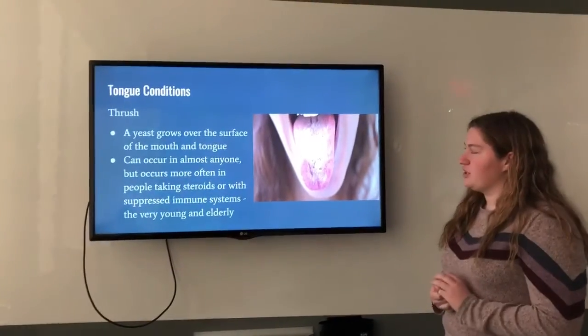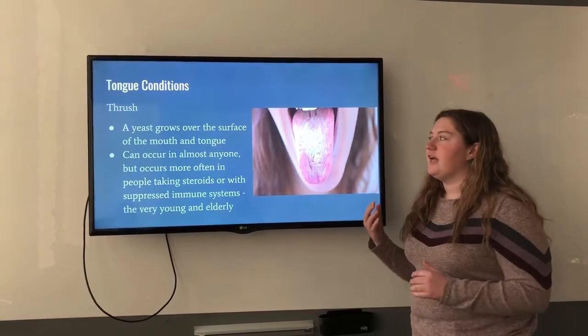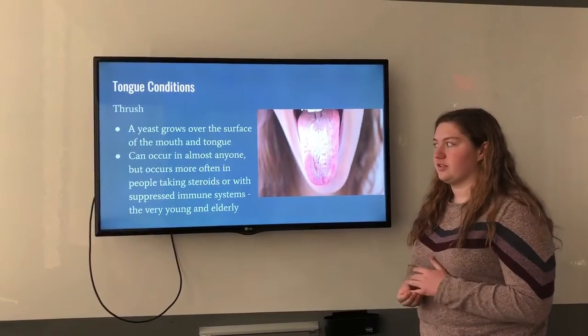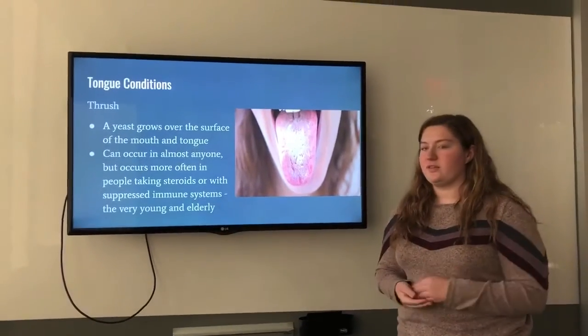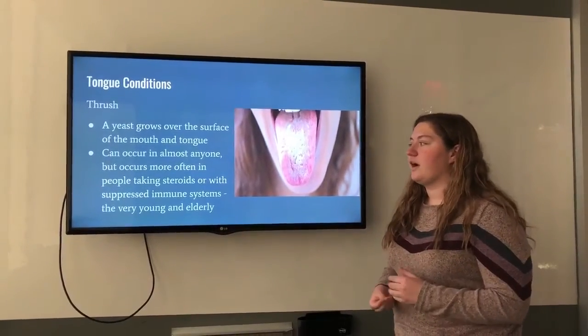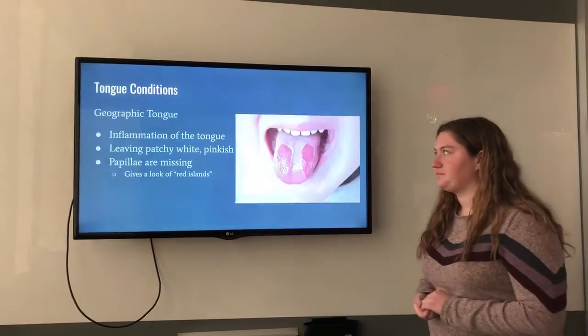So for tongue conditions, the first one is thrush, and it gives your tongue a white look over, and that's actually yeast growing on the surface of your tongue. It can occur in anyone, but it's more likely to occur in people who are taking steroids or have suppressed immune systems, which would be really young people or older people.